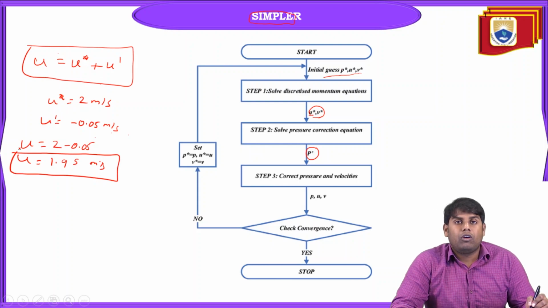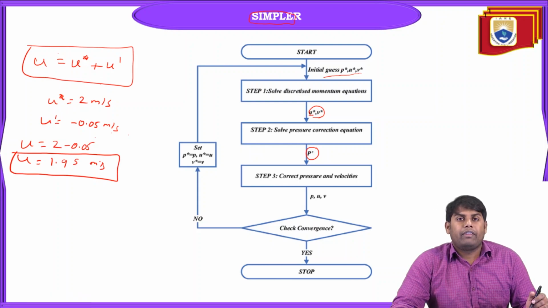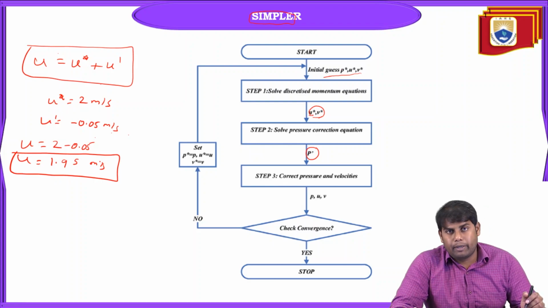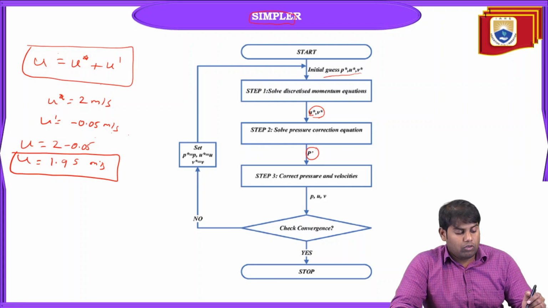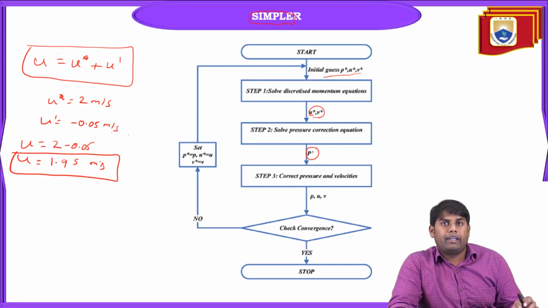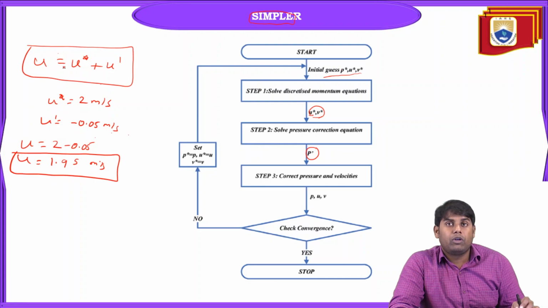So here I have just given an example. The correction can be positive, can be negative. Why? Because it can over predict or it can under predict. So whatever corrections we get, we'll just add it. The magnitude value or the sign, it will take care of it. So here you can see u is equal to u star plus u dash. This one we say is the actual velocity, this one is called guess, and this one is called the correction.